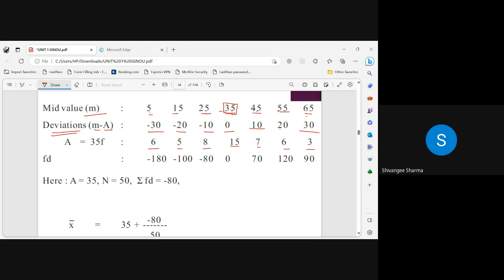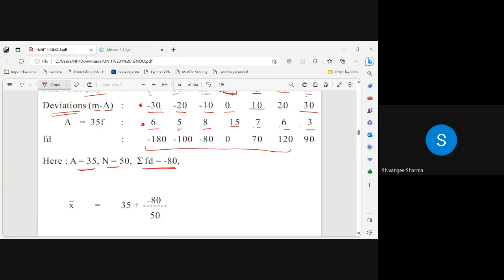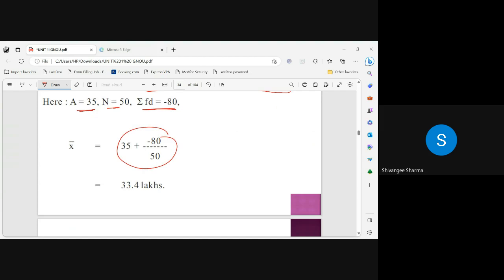Now what you do is multiply this frequency with these deviations. So minus 30 into 6, minus 20 into 5, then minus 10 into 8, then 0 into 15, 10 into 7, 20 into 6 and 30 into 3. Then you have to add this. So here the assumed mean is 35, n is 50, which is the sum of frequency, and summation of fd is coming minus 80. Then you put it in the formula, which is assumed mean plus summation fd upon n. When you calculate this, it will come to 33.4.